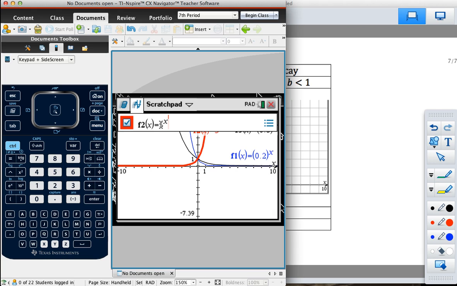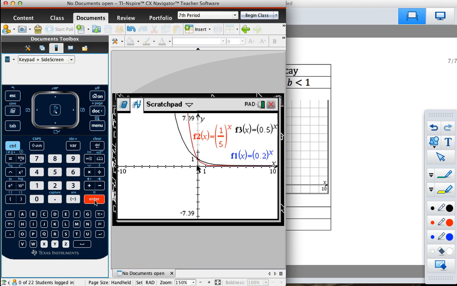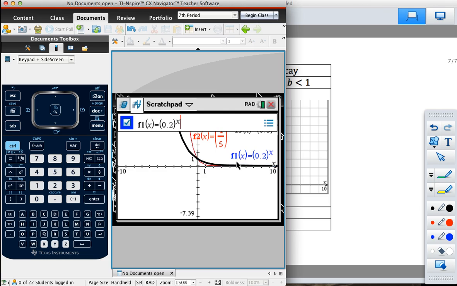Let's change this base number of 5. We already did 0.5, so let's try 1/5, raised to the x power. Let's see, where's my blue? Oh, there it is. Why is it not showing? Oh, I know why, because 1/5 is equal to 0.2. All right, let's change this 0.2. My goodness, this is really going to kill me. Let's change it to 0.75. So at least we can see 3 different graphs.